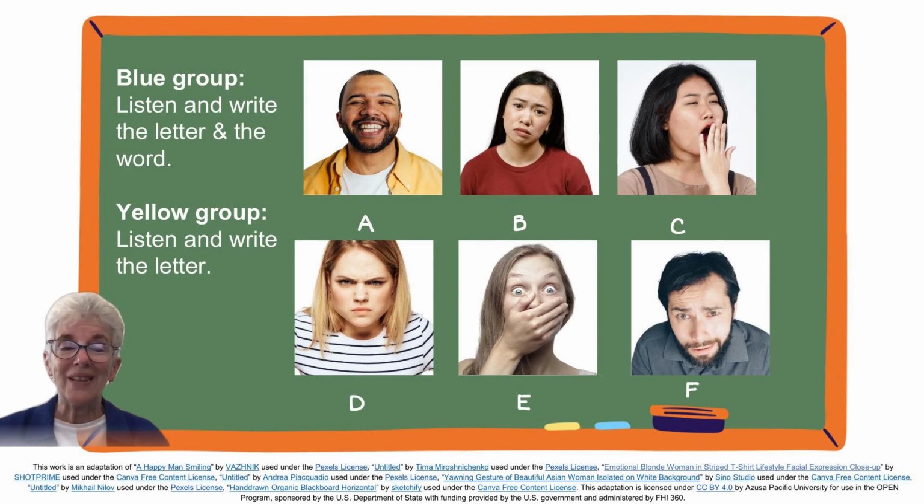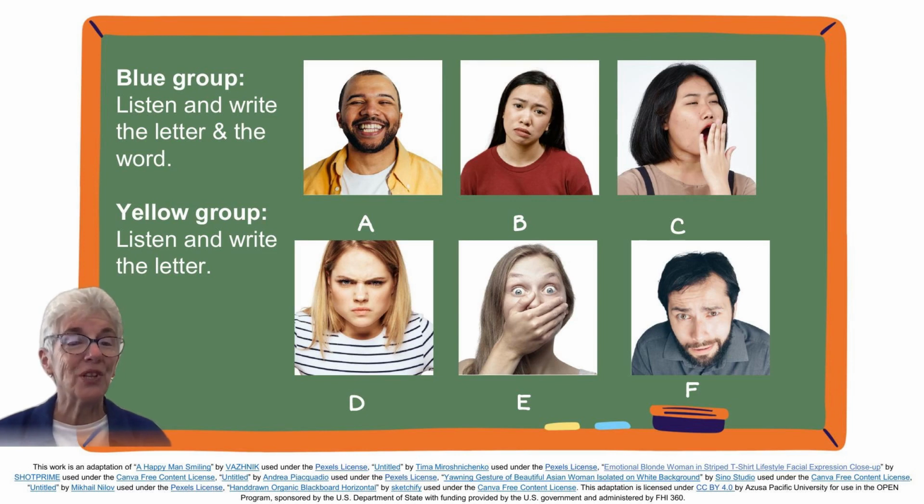To give students at different levels practice, the teacher puts the images for the vocabulary on the board, labeled by letter. The teacher says the words one at a time. Upper level students have to write the letter and the word. The lower level students who may be slower at writing can still show they know the meaning of the word by writing the letter. For example, number 1, angry.